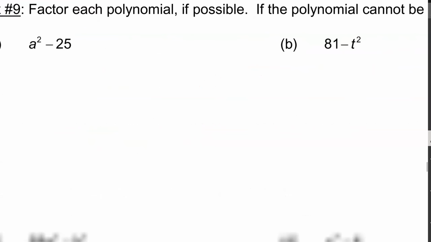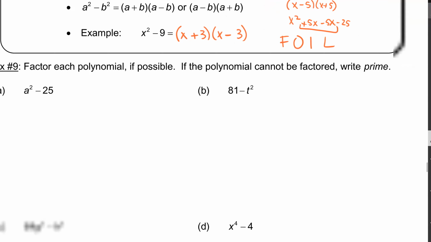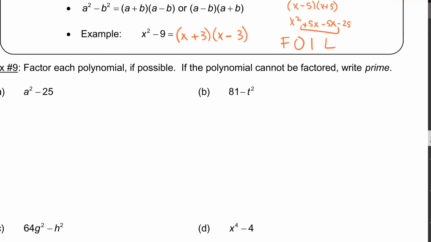All right, so now we're covering difference of squares. So let's factor each polynomial. Look at the directions: factor. All we want to do is factor. If it's not possible to factor, we say prime. So let's go ahead and factor.